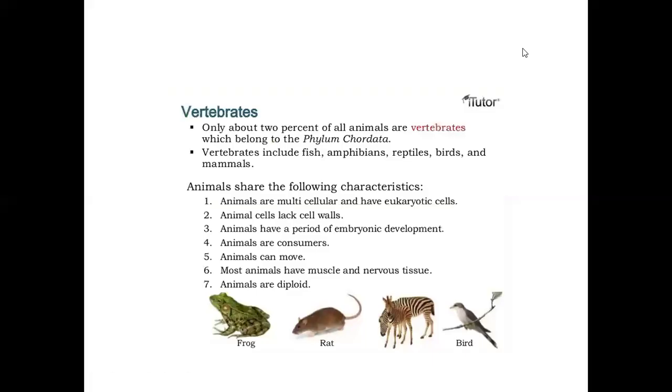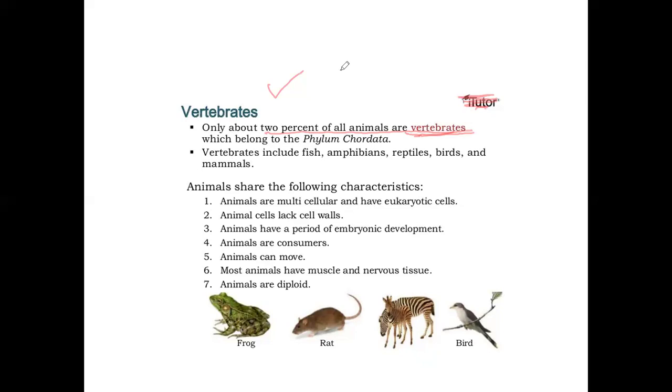Next, the animal kingdom, or the animals, are vertebrates or invertebrates. But here I am going to discuss the vertebrates. What are vertebrates? Vertebrates are those organisms which have a backbone. They are with backbone. Only about 2% of all animals are vertebrates. Only 2%.